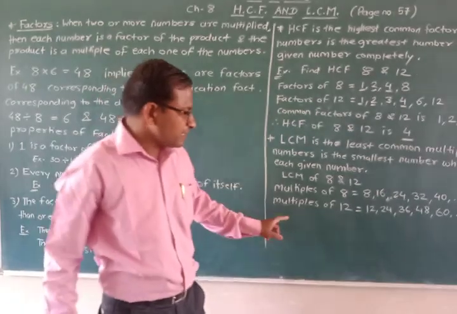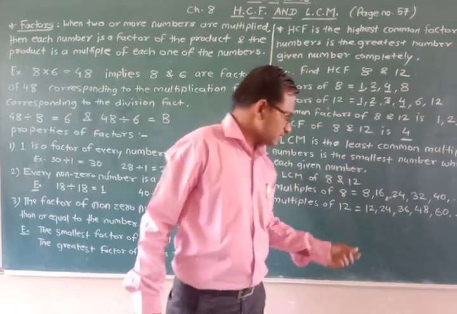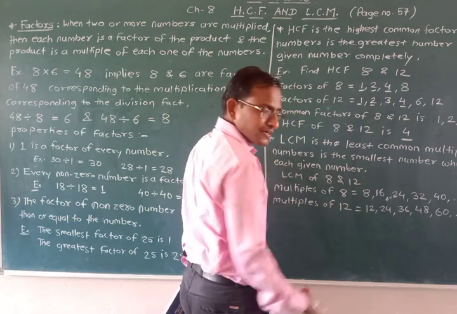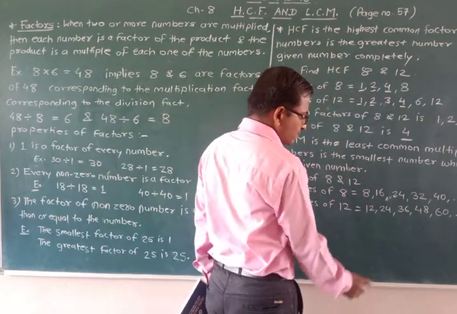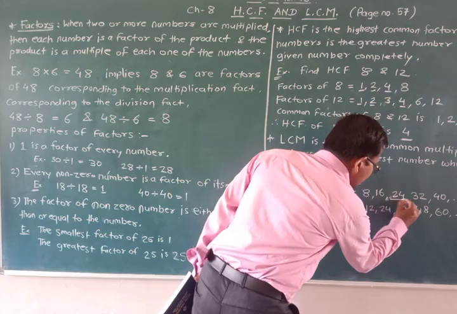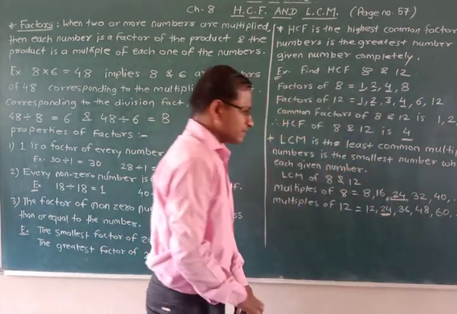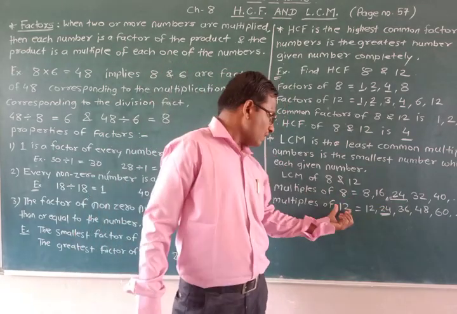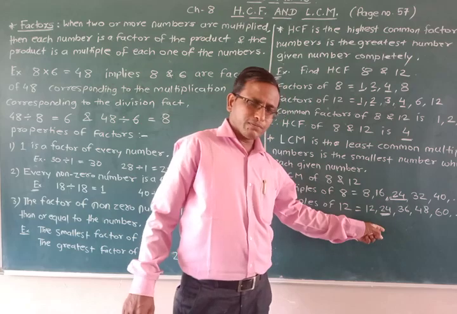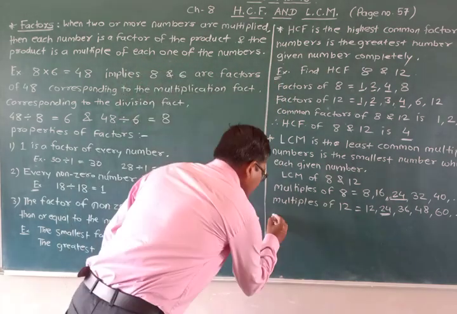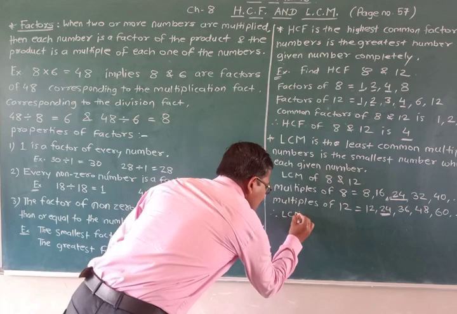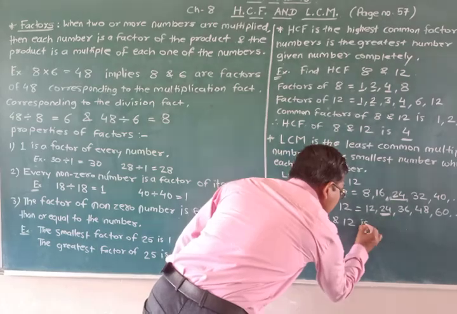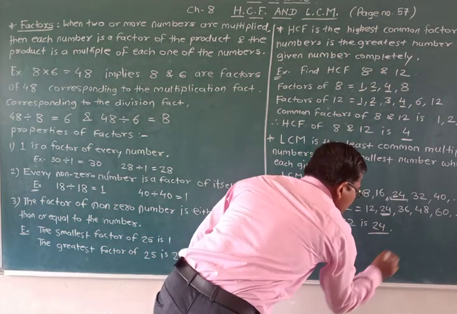So which is the least common multiple here? 8 is present here, but 8 is not present there. Then here 16, here 24. Only 24 is present in both, so it is the least common multiple. The least common multiple of 8 and 12 is 24. So therefore, LCM of 8 and 12 is 24. This is the answer.